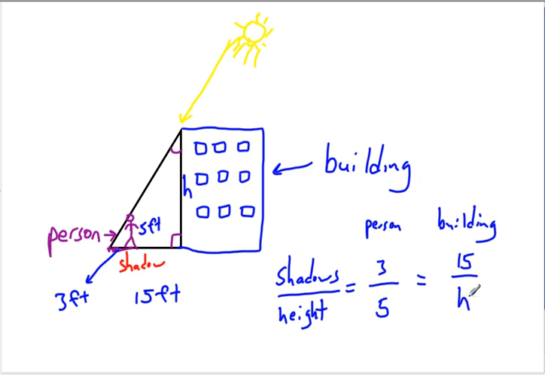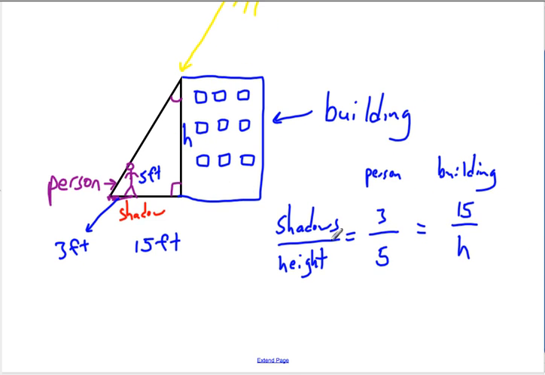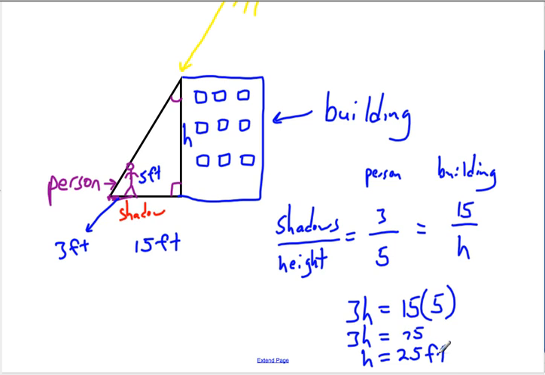Now, if you remember from the previous video, when you have two fractions being equal, we can solve them using cross products. So I'm going to give us a little room right here. And so we know that 3h, 3 times h, is going to equal 15 times 5. And so 3h is going to be, whatever this is, 15 times 5, I believe, 75. And so h is going to be 25 feet. So we know, using similar triangles and without measuring at all, that the height of this building is 25 feet.